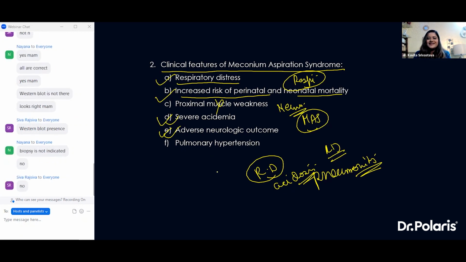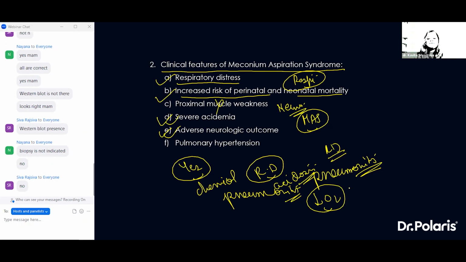No. Yes, they can have. Why? Because if there is aspiration, it can result in permanent damage inside the lungs. That is chemical pneumonitis. So once chemical pneumonitis happens, what will happen? There is decreased oxygenation level. If there is a hypoxic attack in the baby, it can result in damage to the central nervous system as well. So adverse neurologic outcome could be a complication of meconium aspiration syndrome.